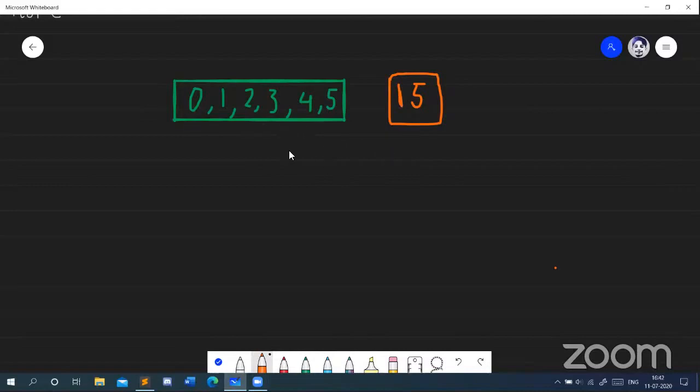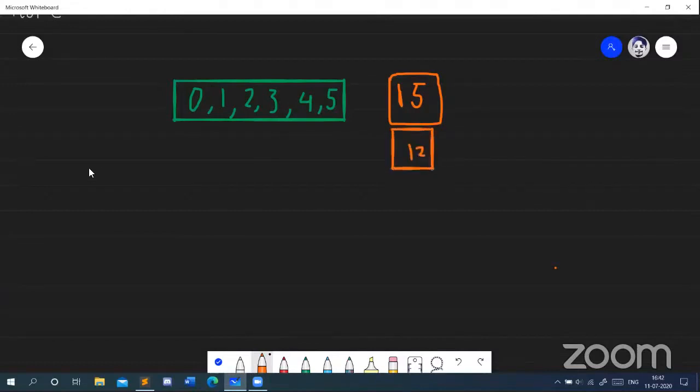Because if I remove a number which is not divisible by 3, then my sum will no longer remain divisible by 3. So for example, if I remove 3 or if I remove 0, my sum will still remain divisible by 3. If I remove 0, the sum remains 15 because 1 plus 2 plus 3 plus 4 plus 5. And if I remove 3, then my sum is 1 plus 2 plus 4 plus 5, and that is 12. And 12 again is divisible by 3.